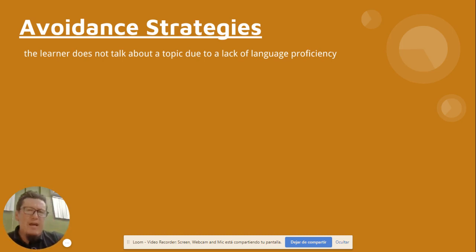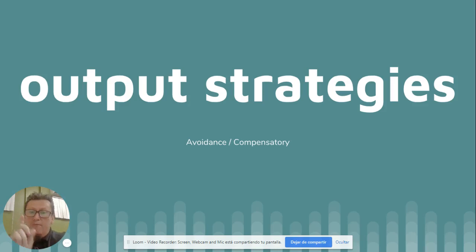The socio-affective strategies, look at them more as building confidence. Strategies to help students build confidence. And the best way to do that is to actually get them to communicate. So the communication part and the confidence building part, they kind of overlap there. One cannot work without the other. So in the output strategies or communication strategies, we have avoidance and compensatory strategies. So these are two big categories.